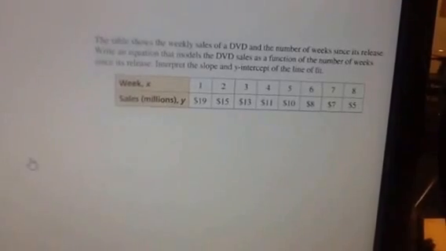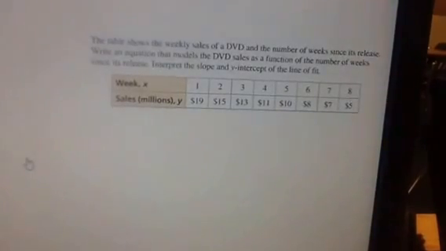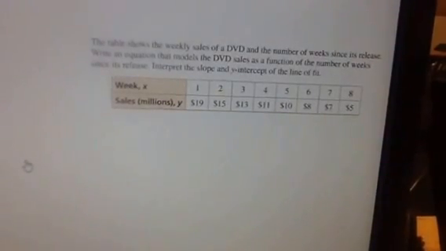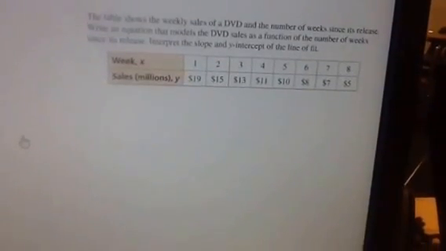The table shows the weekly sales of a DVD and the number of weeks since its release. Write an equation that models the DVD sales as a function of the number of weeks since its release. Interpret the slope and y-intercept of the line of fit. Now, these take a little bit of time. The first thing you want to do is plot all these ordered pairs.